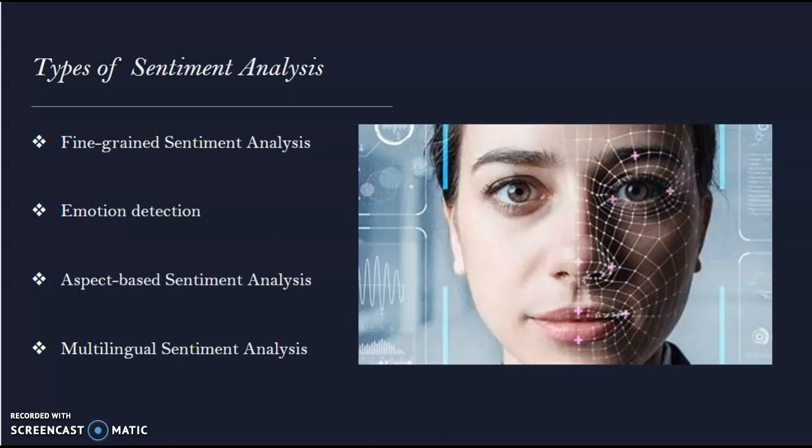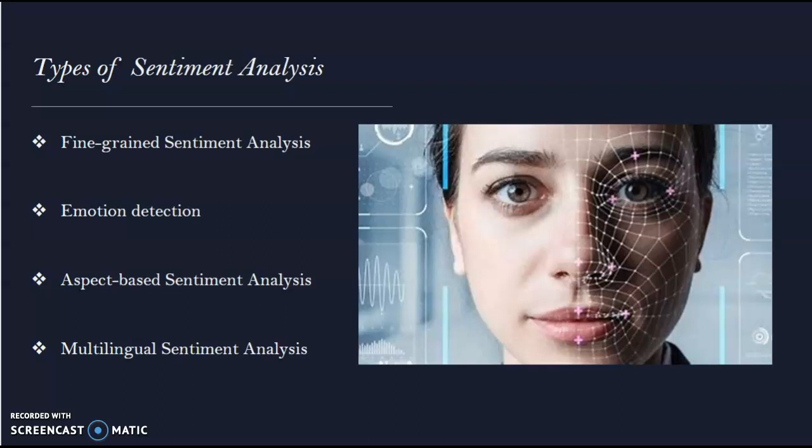Second is emotion detection, which uses lexicons and word associations to learn about underlying emotions. This is particularly prone to error, however, because of sarcasm and ways people express emotions differently.